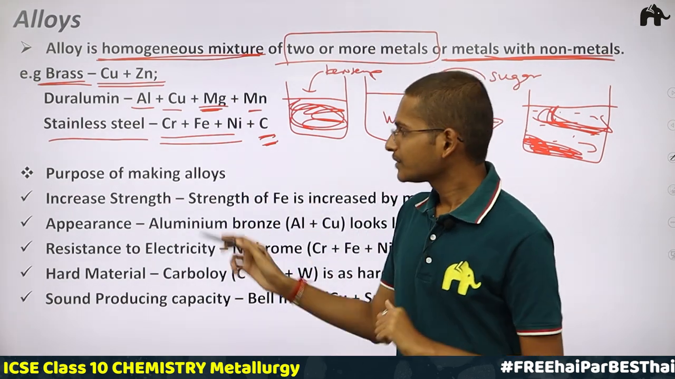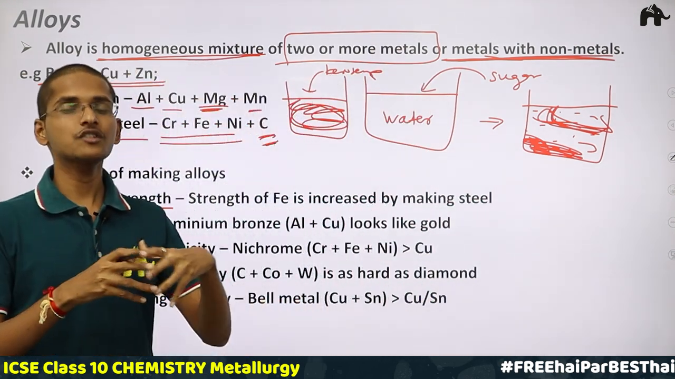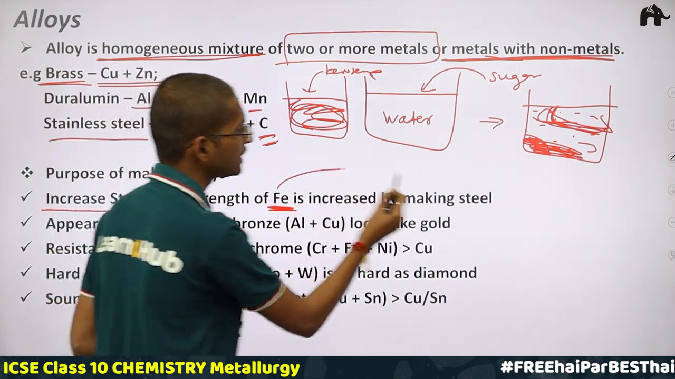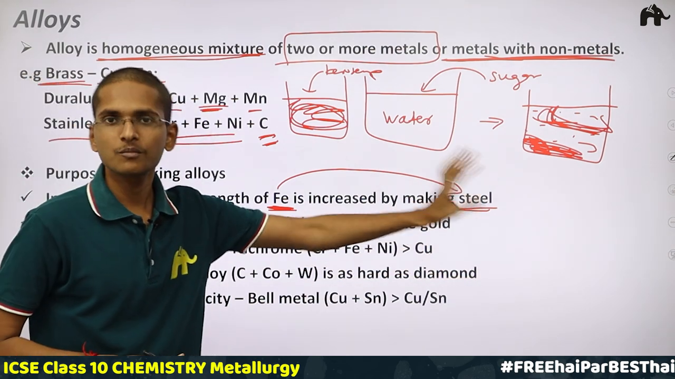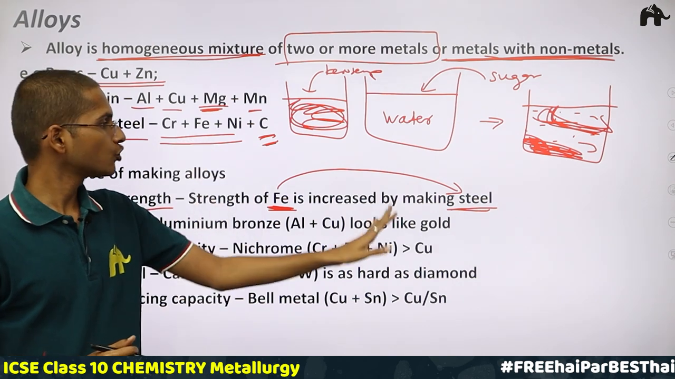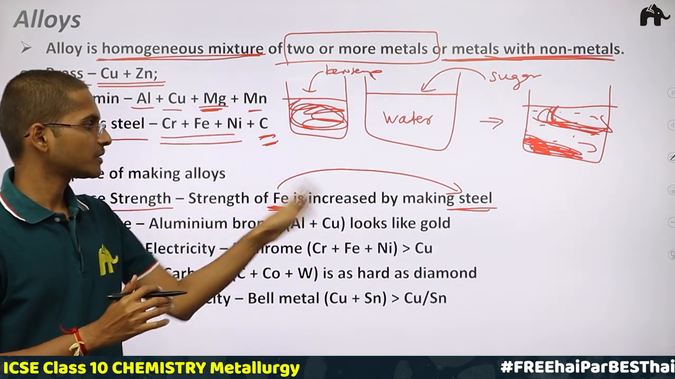First of all, to increase the strength. We have iron, but if we want to increase the strength of iron, we would use this iron and make steel from it. Stainless steel. Don't worry, we are going to see the composition of steel. What is steel made up of? It is made up of iron, chromium, nickel, and carbon. We would see in detail how much percentage is there.